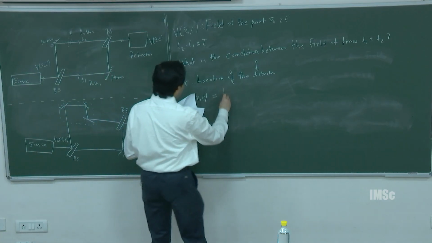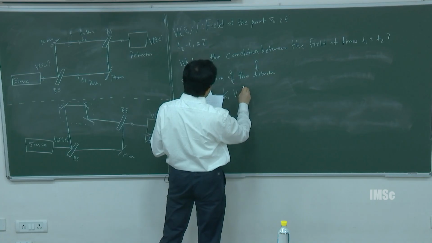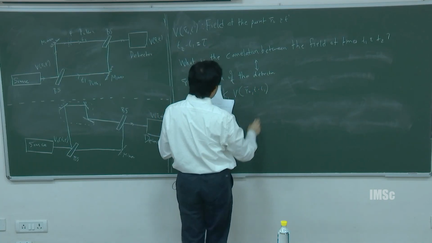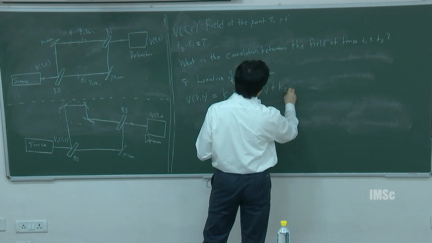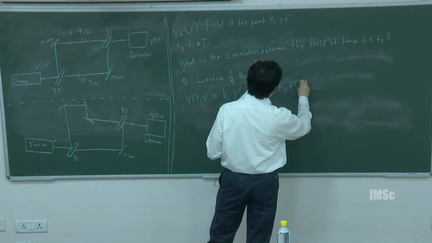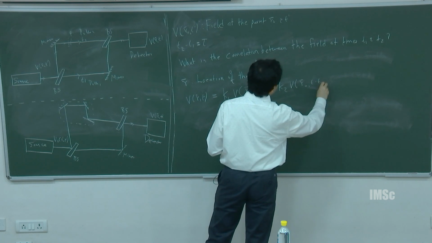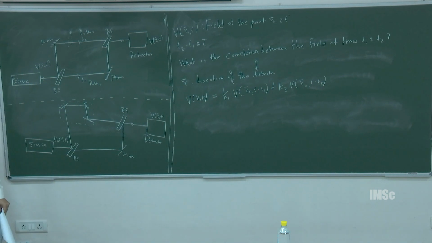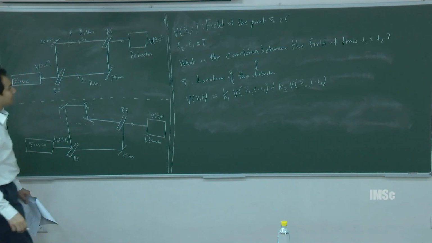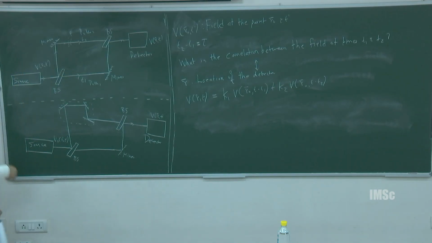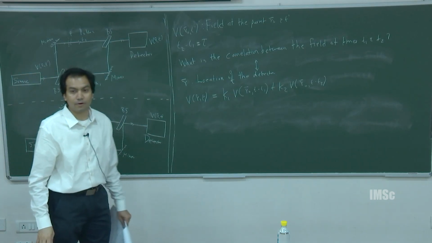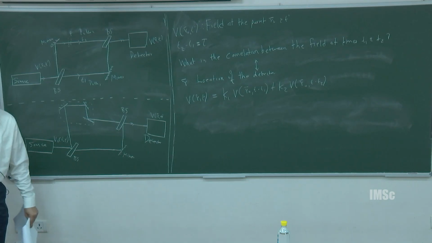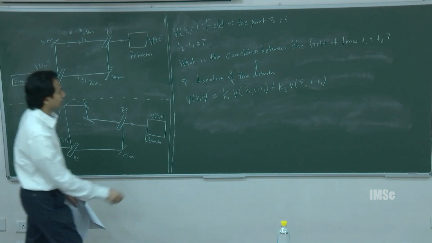So basically that is nothing but K1 V of R0, T minus T1, plus K2 V of R0, T minus T2. So K1 and K2 are some constants. Okay, they will depend on the transmission coefficients of the beam splitters. There could be some loss, some attenuation, so on and so forth. So K1 and K2 in general are complex constants. Okay, so this is what it is.